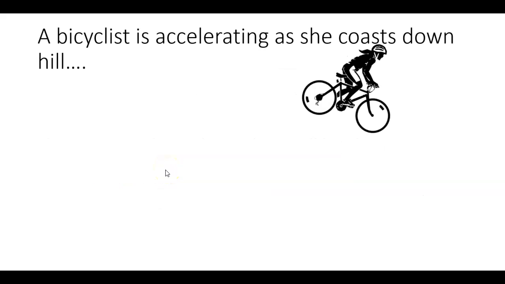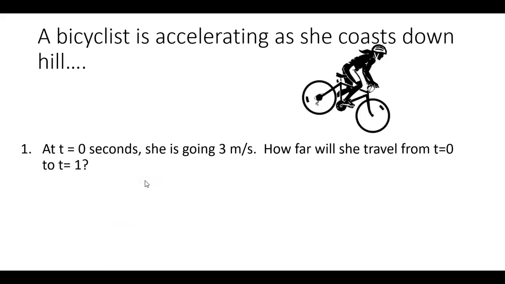Okay. So first of all, let's go ahead and start off with a story problem here to kind of give us a basis for understanding the concept. So suppose we have a bicyclist who is accelerating as she coasts downhill. At 0 seconds, meaning right at the beginning of this time, she's going 3 meters per second. Now, how far will she travel from 0 to 1?